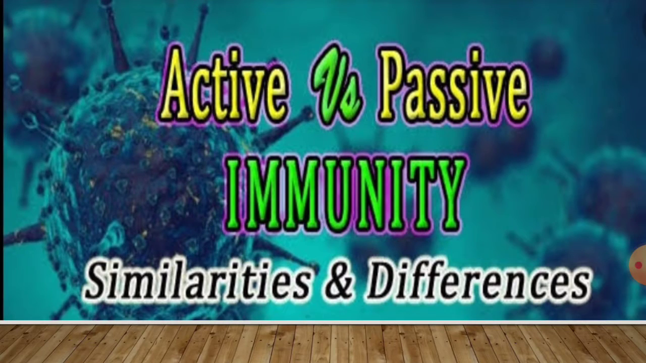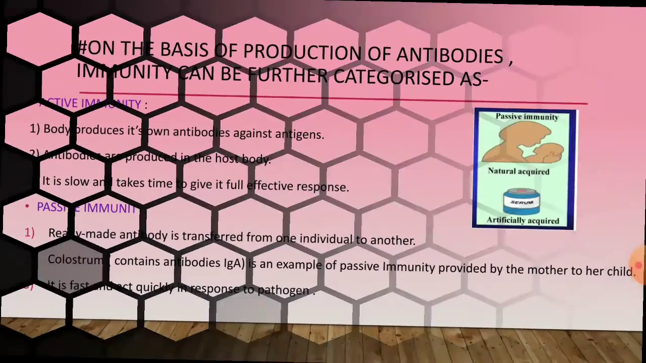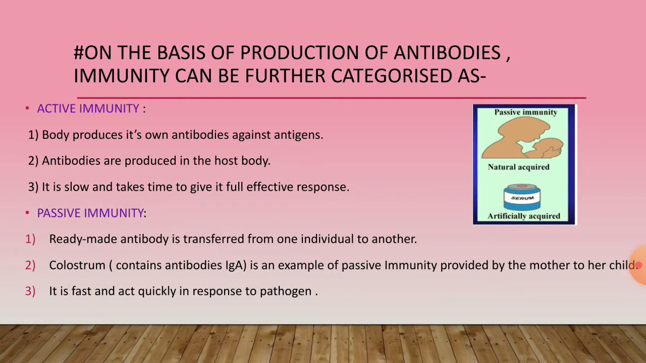Now we will study active and passive immunity. On the basis of production of antibodies, immunity can be further characterized as active and passive immunity. What is active immunity? Here we will study three points. First, the body produces its own antibodies against antigen. Second, antibodies are produced in the host body. Third, it is slow and takes time to give its full effective response.